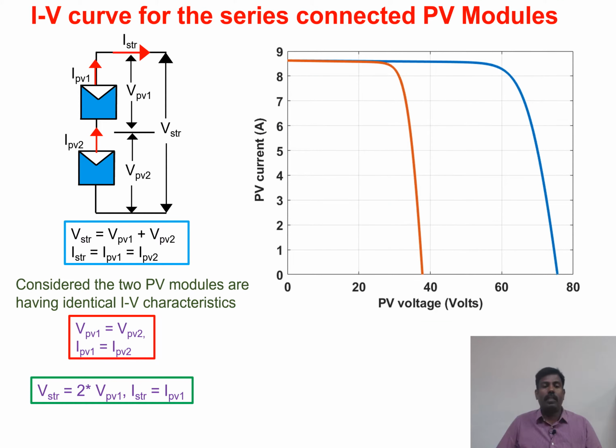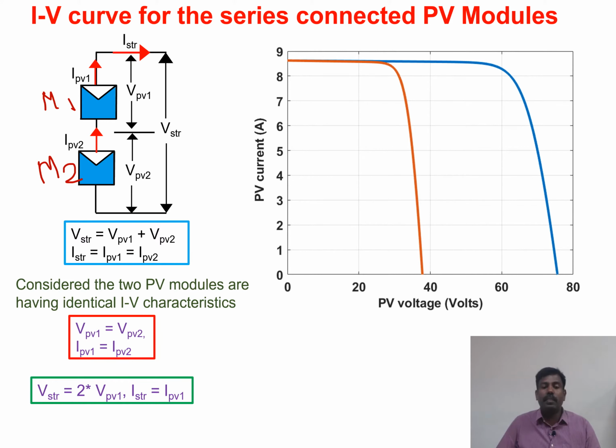Here two modules are connected, module 1 and module 2, in series, and this is the characteristics of the PV module. The assumption we have considered here is that the two modules are identical in nature. It means the characteristics of module 1 and module 2 are the same. In other words, the irradiation on module 1 and module 2 are similar, and the temperature is also the same. That's the assumption, and they are connected in series.